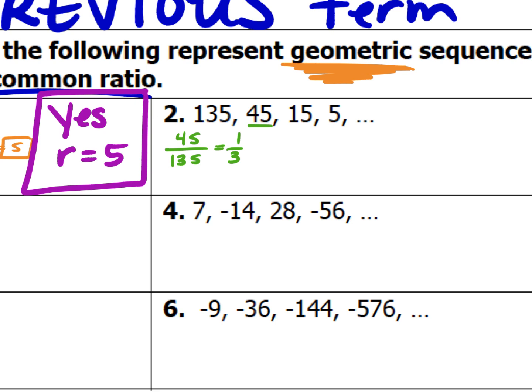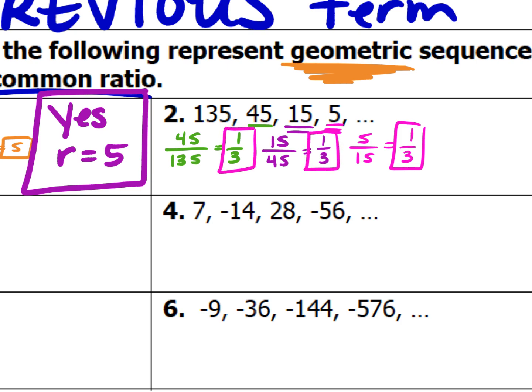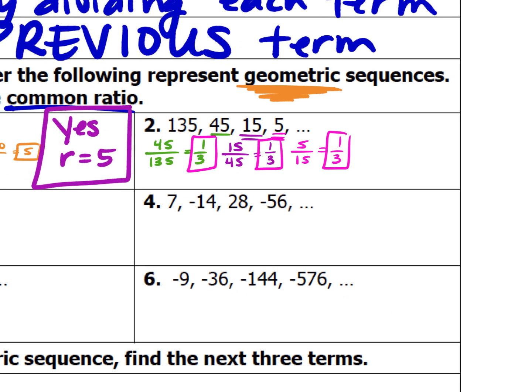So then your next one, you're going to go 15 divided by what? The previous term, 45. 15 over 45 is 1/3. Your next one, you go 5 divided by the previous term, which reduces again to 1/3. So every one of those reduces to the same thing. So that is constant, which is what we're looking for. Is that a geometric sequence? Yes, because you kept that same number all the way through, okay?